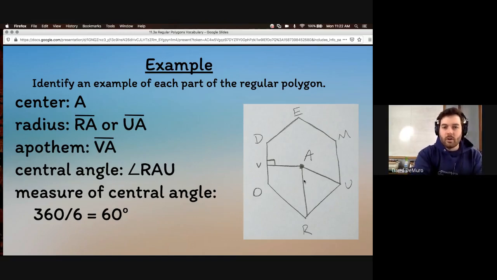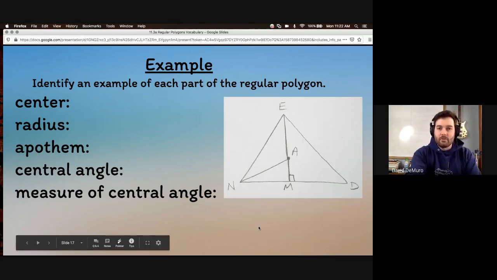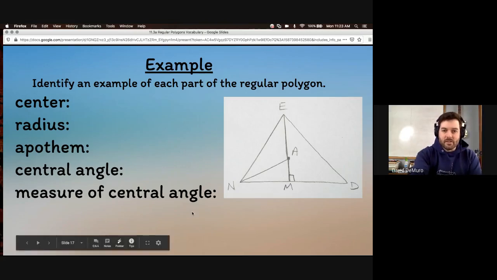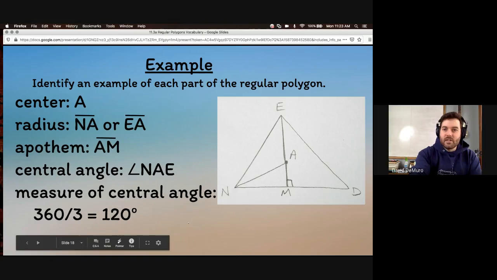Well, let's see one more example of identifying these parts. So here we have an equilateral triangle, which is a regular polygon with 3 sides. So we'll identify an example of the center, radius, apothem, central angle, and then find the measure of the central angle. Well, let's see what we have on those parts. So the center of this polygon is point A.